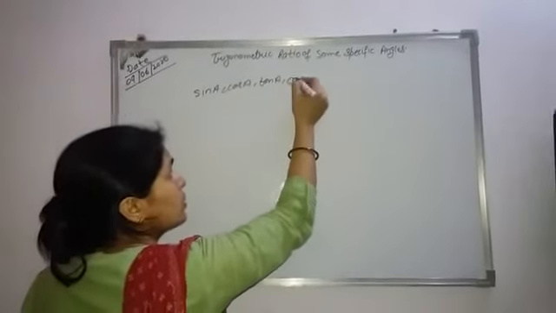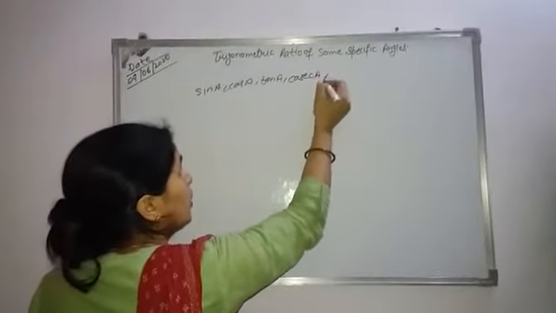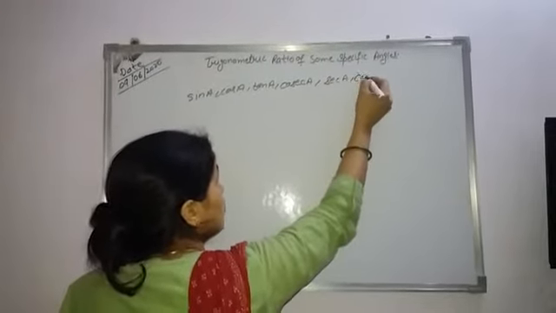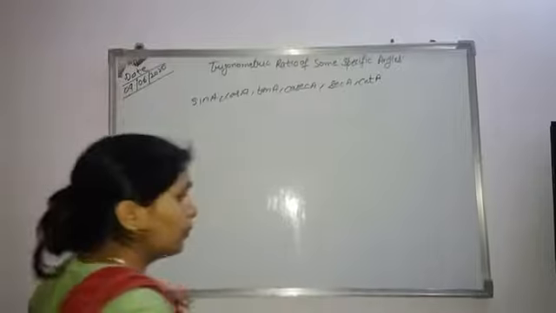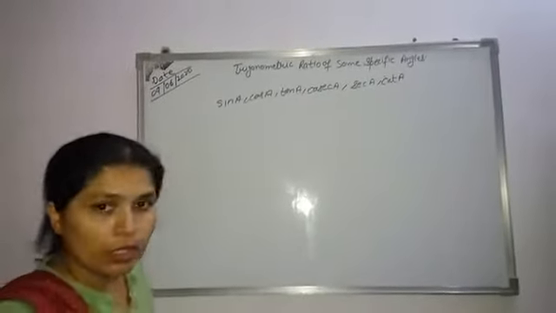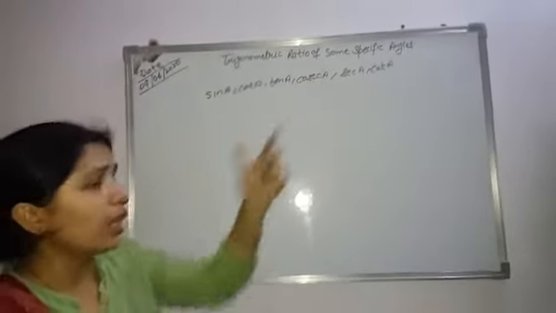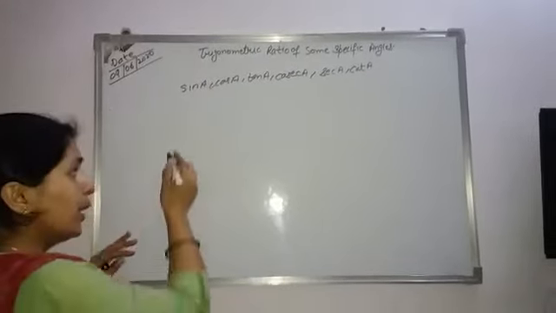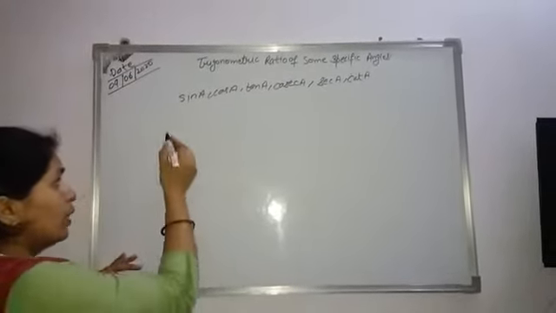The reverse of sine is cosecant A. The reverse of cos is secant A, and the reverse of tangent is cot A. Okay, so today we will do some specific angles. Now how we can find out these angles' values directly.